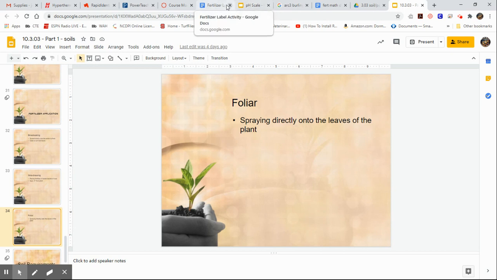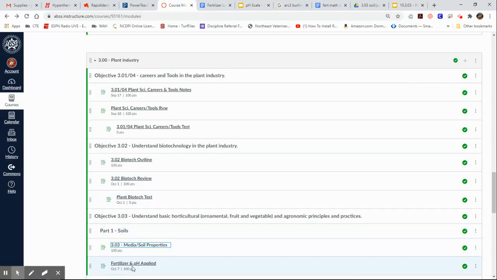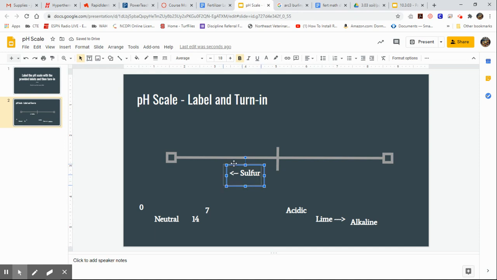So we need to finish up our outline on that. And then if you look, there are two other assignments on here as well: fertilizer and pH applied. The first one, when you open up that assignment, is the pH scale. All you're going to do is take this and drag it to the correct side. So if I thought sulfur went there, that's where I would put it. If I thought it went here, I would put it there. So all you're doing is moving these parts down here to the pH scale so we have a complete pH scale. So that's step one.